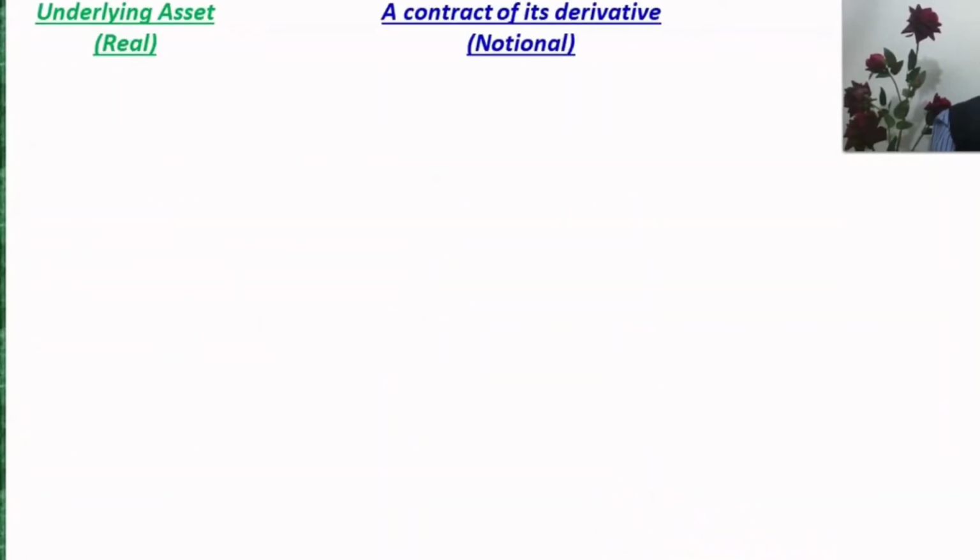Now let us see some real life examples of derivatives. As I have told you, on one hand there is an underlying asset like the milk or the bar of gold, and on the other hand there is a derivative of the same thing. Now I have written here that the underlying asset is real and the derivative contract is notional. Don't worry about this. I will explain the meaning of this towards the end of this lesson.